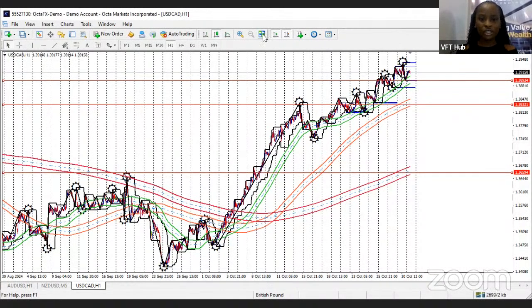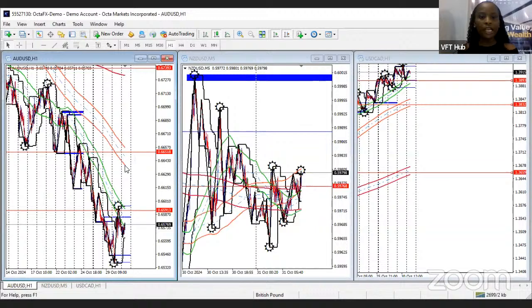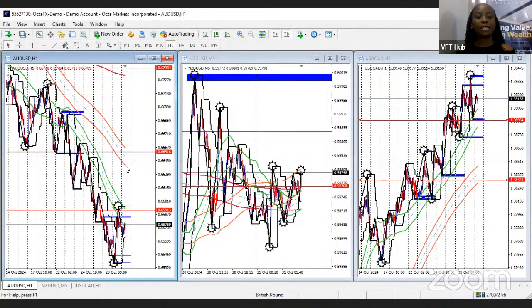Pretty much it's using the all-weather strategy. And this strategy is taught in our FS bootcamp class. I'm going to be teaching this particular strategy today.